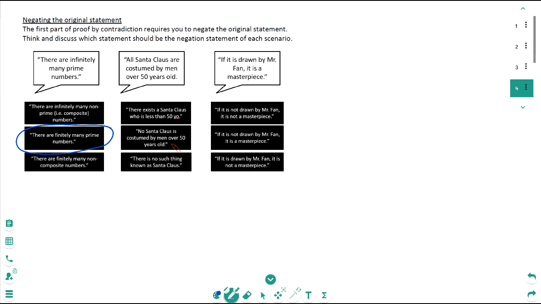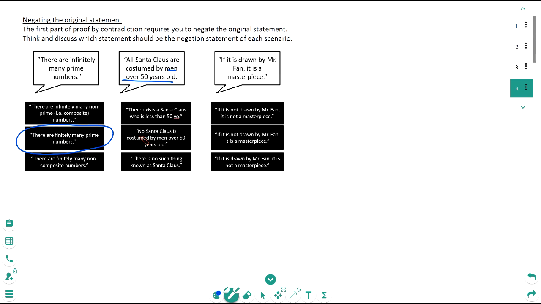Right, next one. Now, this one. A lot of people will have put this one: no Santa Claus is costumed by men over 50 years old. That's incorrect. Because in order to disprove that all Santa Claus are men, you just need to have one. Actually, there are two conditions in here, men and over 50 years old. But let's say the main thing is about being 50 years old. You just need to find one that breaks the rule, which is not 50 years old, then that will be enough to disprove the statement. You don't have to show none of them. Okay?